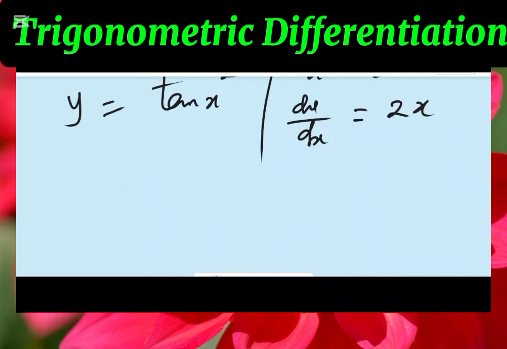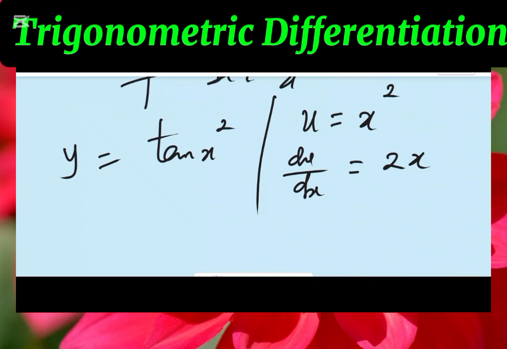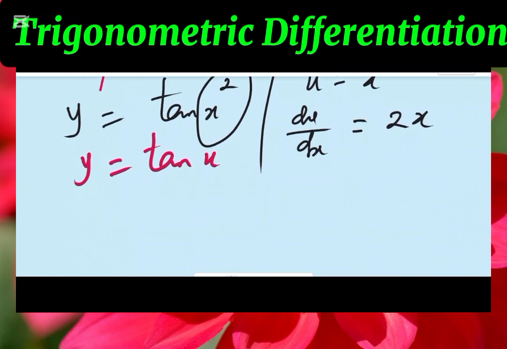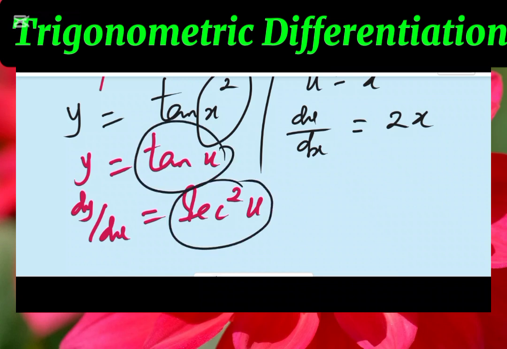I applied the power of x rule. Having taken the whole of this as u, y is now tan u. y is equal to what? Tan u. dy du will be sec square u. You can see now that I took the derivative of this as sec square u because the coefficient of u here is 1 and the power here is 1.